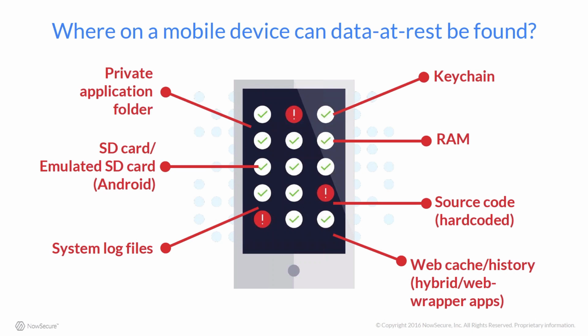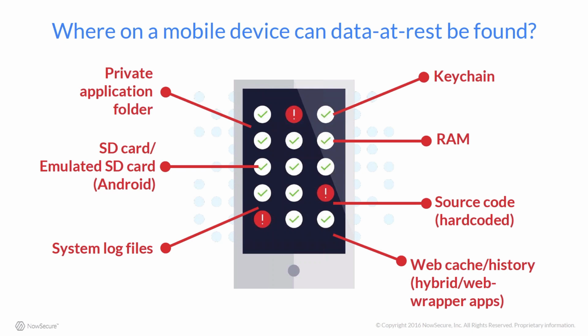The next one on the list is source code. So values that are hard-coded in the app itself that's residing on the phone. We've seen sensitive passwords and other values hard-coded there. So that's where code analysis comes into play.